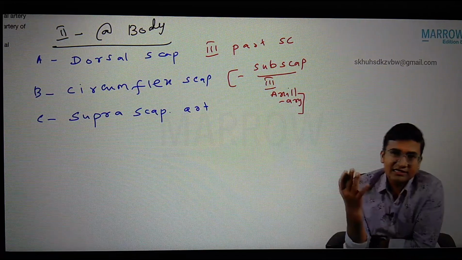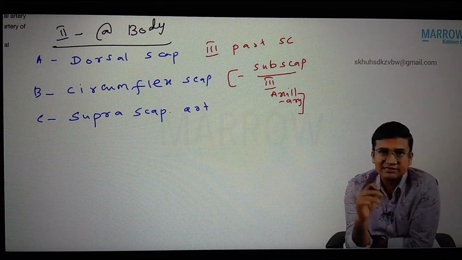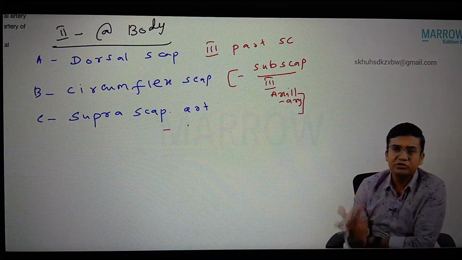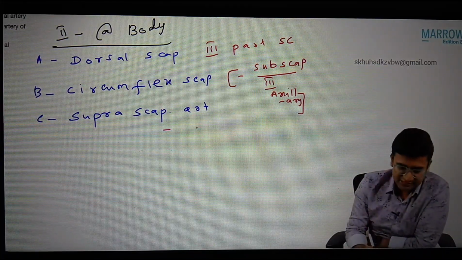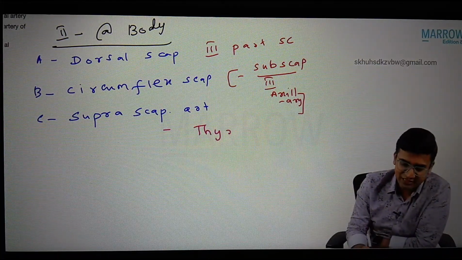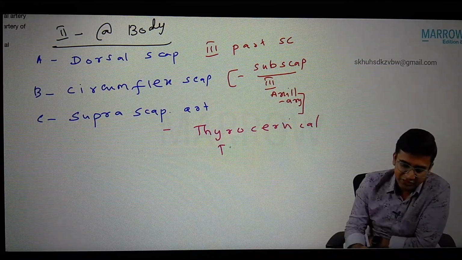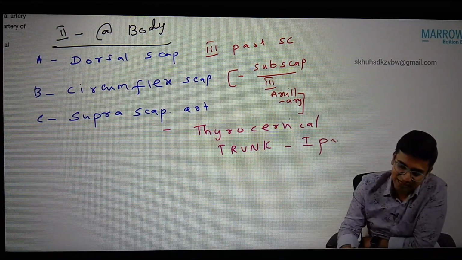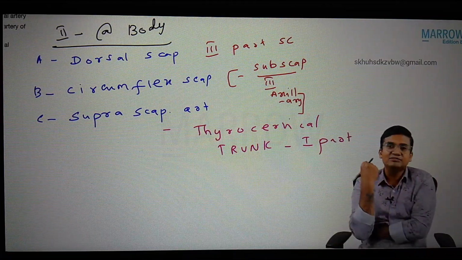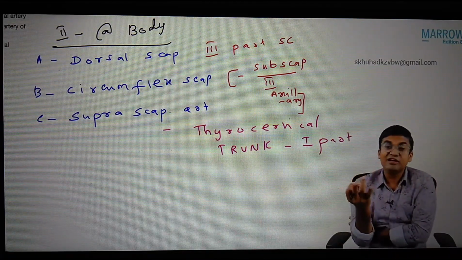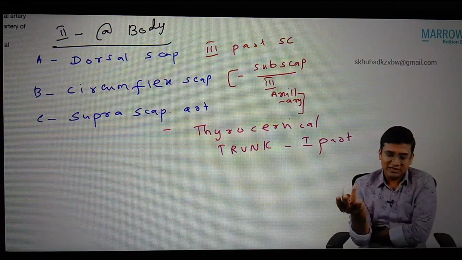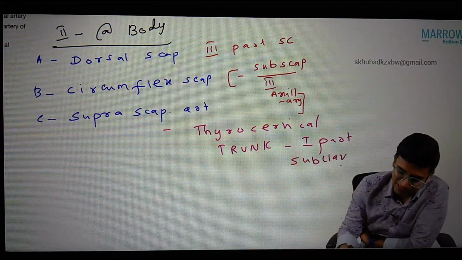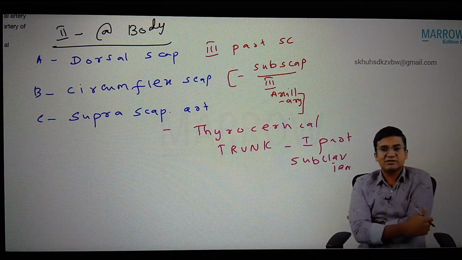Now the suprascapular artery is not a direct branch from the subclavian artery. It is a branch of, I told you in the head and neck module itself, the thyrocervical trunk. The thyrocervical trunk is a branch of the first part of the subclavian. The first part of the subclavian gives 3 branches. Mnemonic, VAT branch: vertebral, internal thoracic, and thyrocervical trunk.